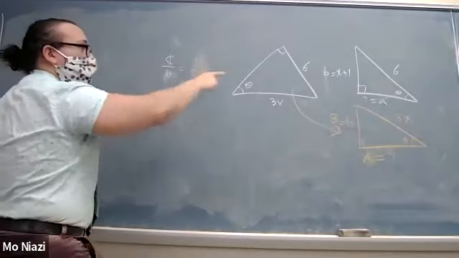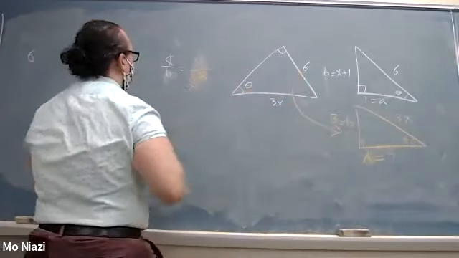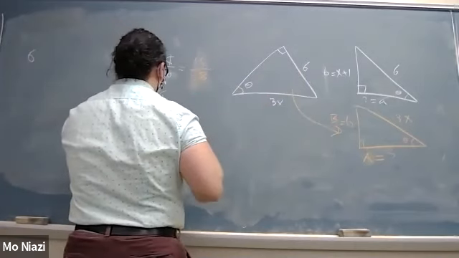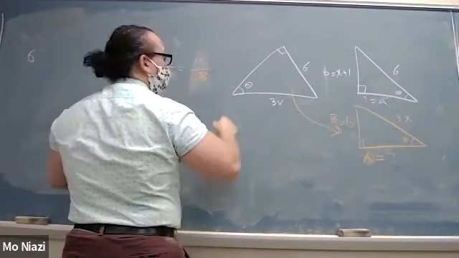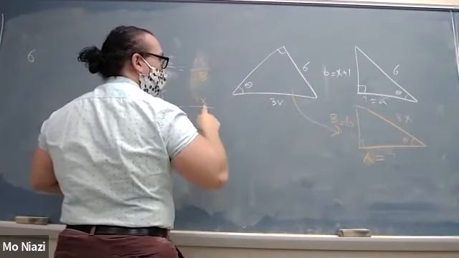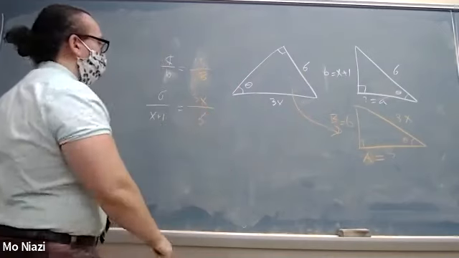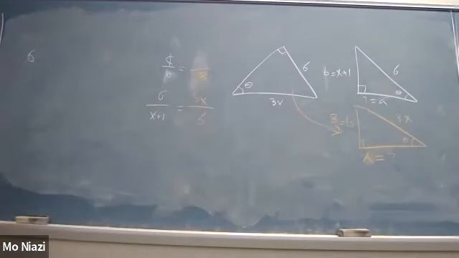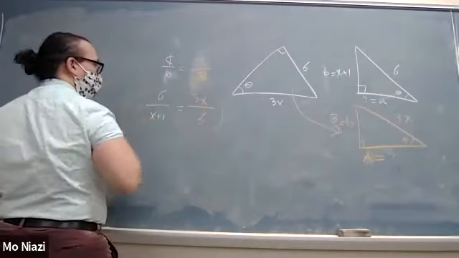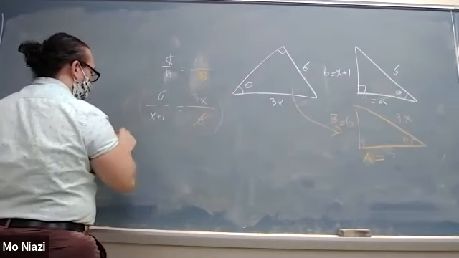So C, capital or lowercase c becomes a 6, divided by lowercase b is just x plus 1. This is equivalent to your capital C divided by your capital B. Okay. Now we just do some algebra. If we multiply both sides by 6, cancels here and it multiplies times there.